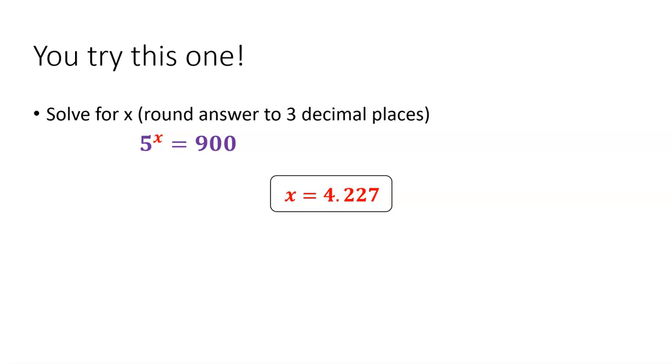X is about 4.227. So we can use logarithms to help us solve when variables are in the exponent spot. And this will be very useful later in the course as we study exponential growth, exponential decay, and compound interest, because time will be in the exponent spot. And if we want to know how long something's going to take, we're going to have to use logarithms to help us solve those equations.